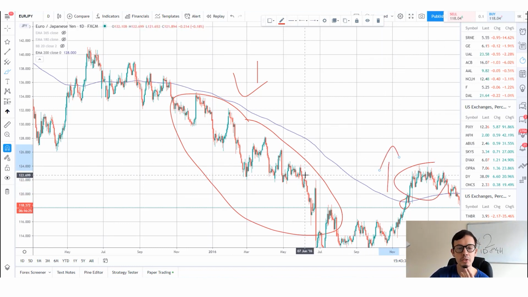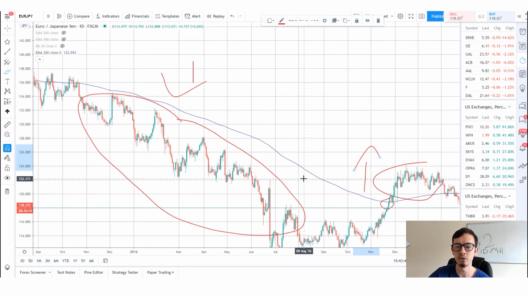And this is exactly what's happening. Look at the candlestick, guys. And I'm not just talking about some 1 minute time frame, guys. This is a daily time frame. This is one of the most important time frames for day traders, okay?